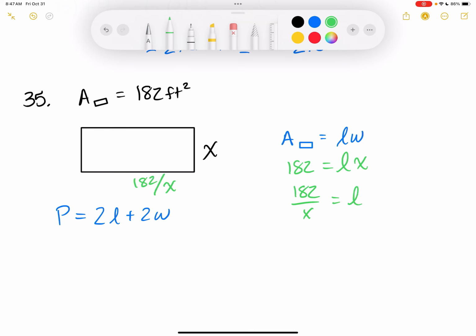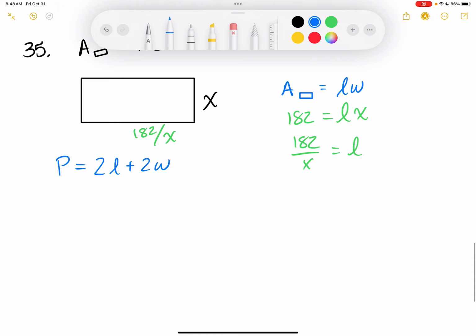So I'm going to put that in here. Now, in this equation for perimeter, I'm going to replace length with 182 over x, and I'm going to replace the width with x. So I end up with P equals 2 times 182 over x plus 2x.